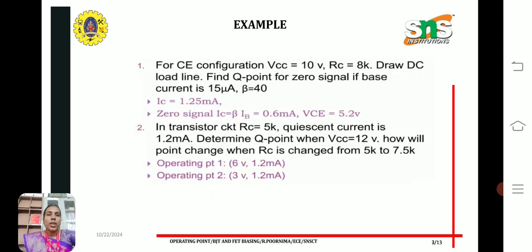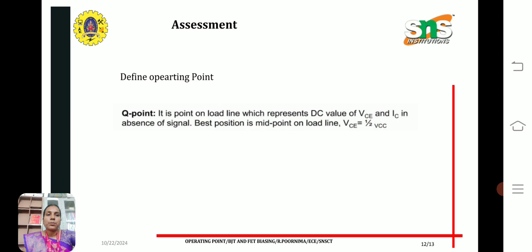For example, we can apply this to the CE configuration. For VCC equal to 10 volts and RC equal to 8K, draw the DC load line. Find the Q point for zero signal if the base current is 15 microamps and beta equals 40. For this we need to calculate the collector current and also the VCE, that is, the collector to emitter voltage. Then we can draw the DC load line and also the Q point.